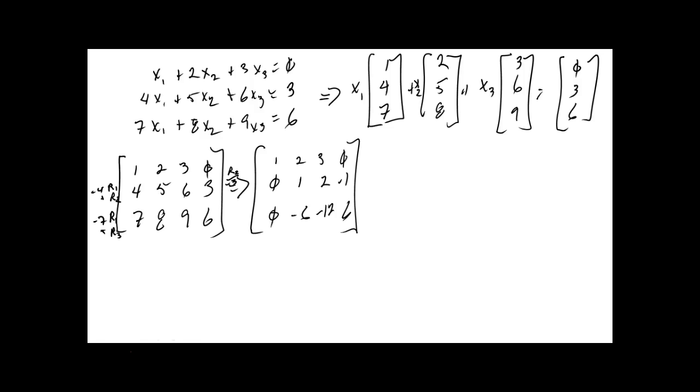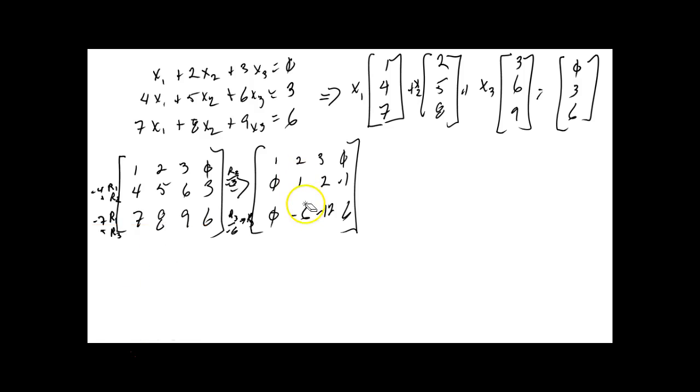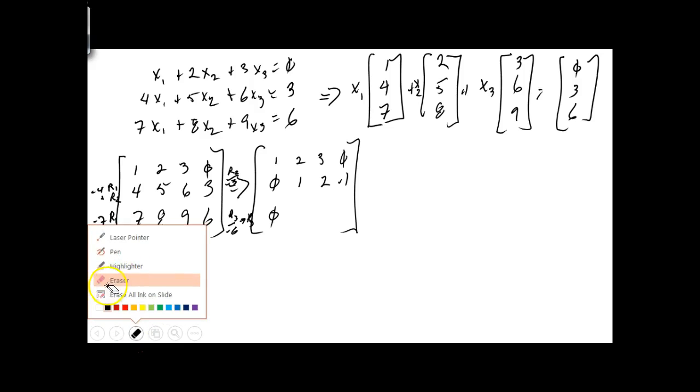All right. While we're at it, what could we do to the third row? Divide by negative 6. So let's do that too. Row 3 divided by negative 6 is the new row 3. Okay? So what will that be? You call it out to me. 0, 1, 2, negative 1.